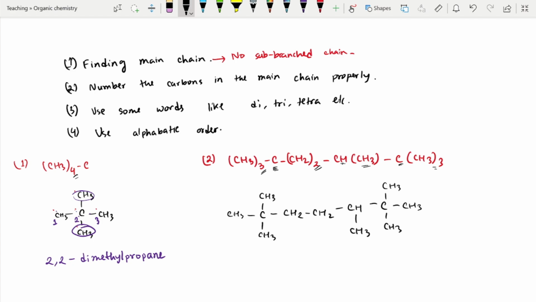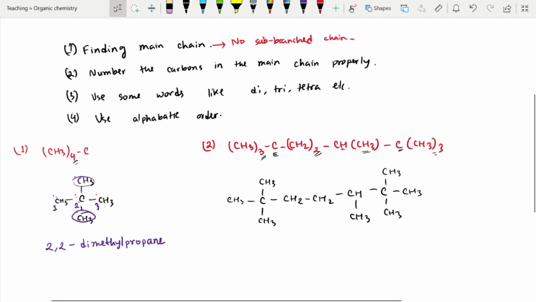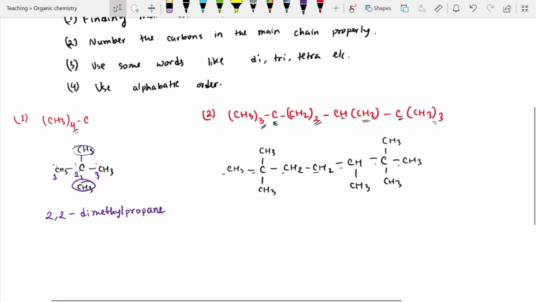Okay, now let's find the main chain. Let's count 1, 2, 3, 4, 5, 6, 7. So there is a chain which contains 7 carbons. So it is the main chain, right? Okay, one important thing.